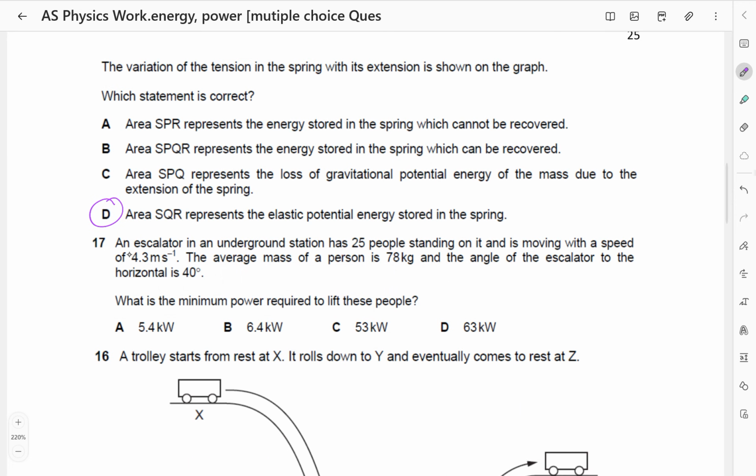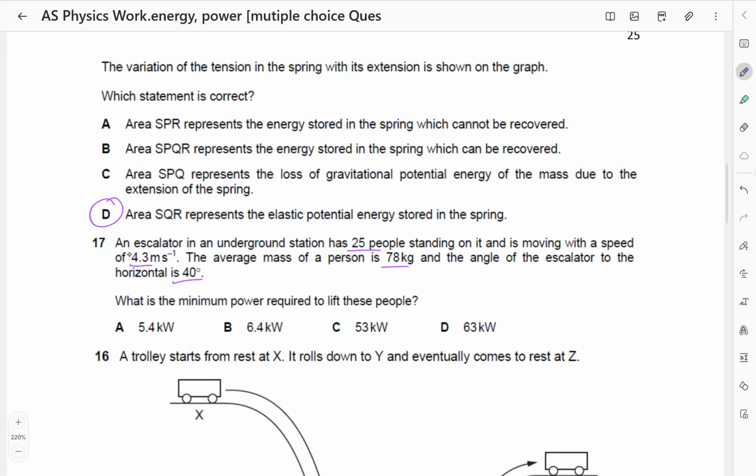An escalator in an underground station has 25 people standing on it and is moving with a speed of 4.3 meters per second. The average mass of a person is 78 kilograms and the angle of the escalator to the horizontal is 40 degrees. What is the minimum power required to lift these people? So that is going to be the power input.